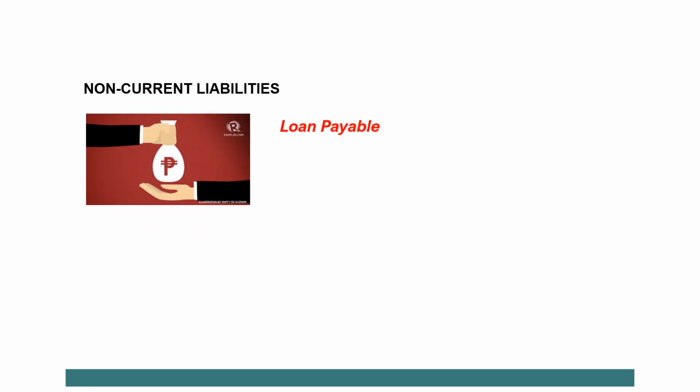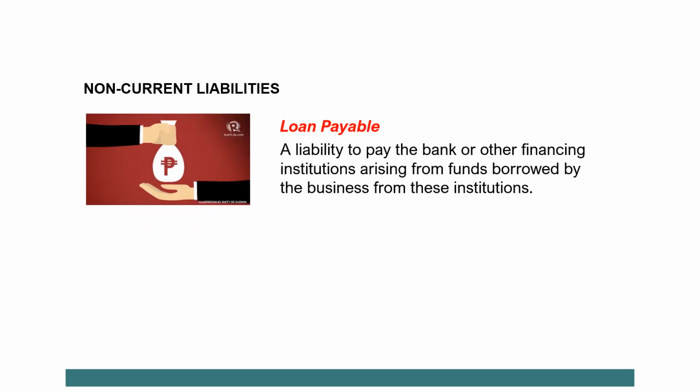Let's move on to non-current liabilities. Example, you have a loan payable. This is a liability to pay the bank or other financing institution arising from funds borrowed by the business from these institutions. Normally this is long-term, beyond 1 year. That's why it's under non-current liabilities.